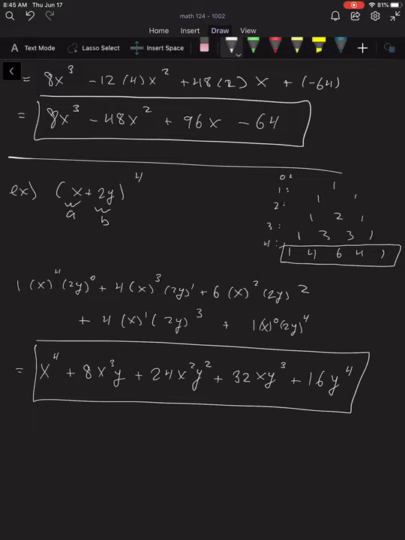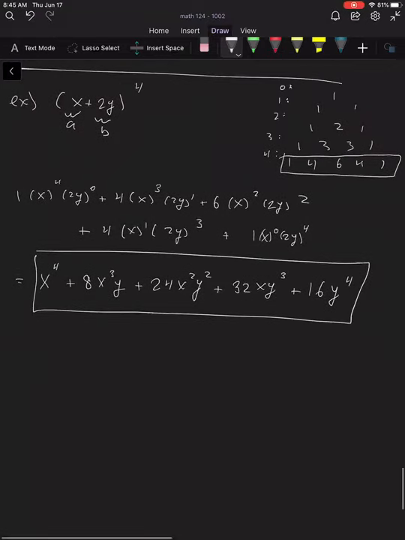Let's see, what else do we have? Let's do one more problem together from this section. There is another way to do these. I believe this way is actually faster. You know what? Yeah, we'll just stick with the binomial theorem.